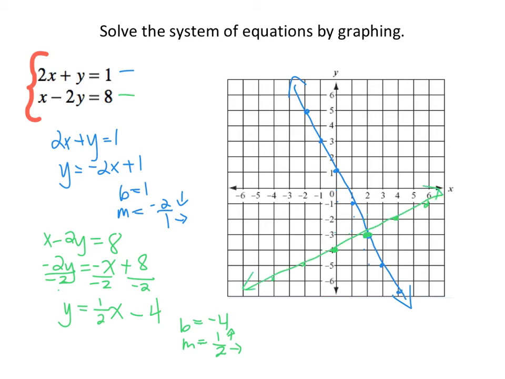So doing this, I can see that there's one solution, and this occurs at this point right here. Let me make that a little bit darker. This point right here. So my solution is going to be an xy value, and this is where x is equal to 2 and y is equal to negative 3.